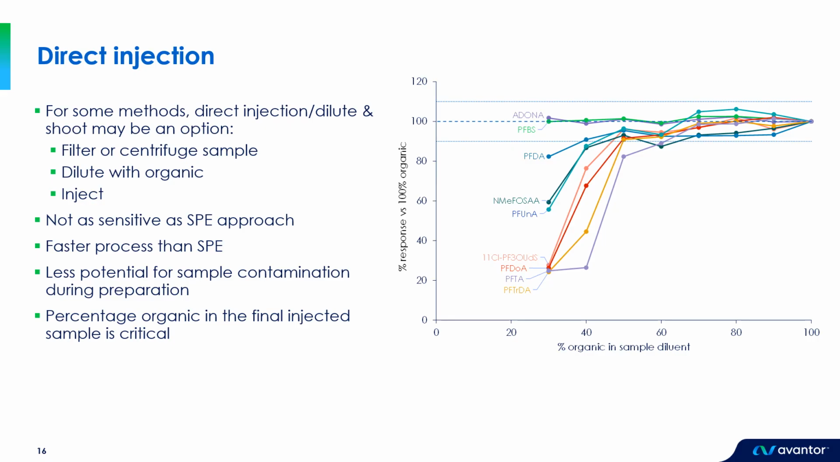However, as you move to 50% and then drop down to 40%, you can see that while some of our early eluting, less hydrophobic PFAS, such as Adona and PFBS, show 100% response, the longer chain PFAS give much lower response. So really, if you're looking to use the direct inject approach, you need to maintain at least 50%. I'd say more like 60% organic solvent in your sample diluent.